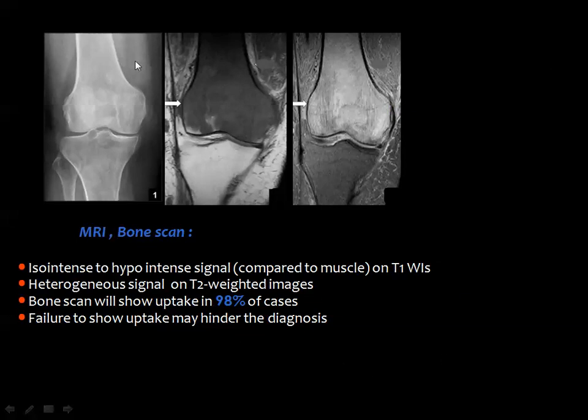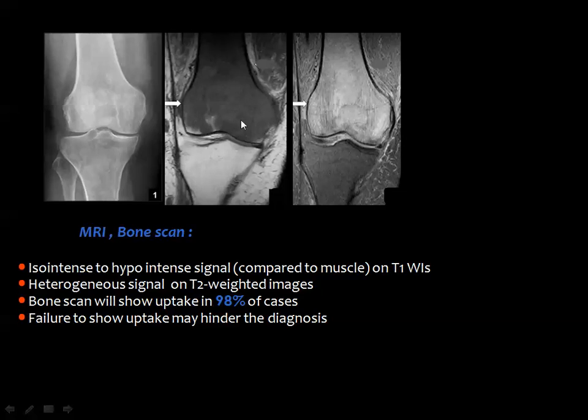This plain X-ray of the knee may be interpreted as normal, but on an MRI T1 weighted image, you can see diffuse bone marrow involvement.